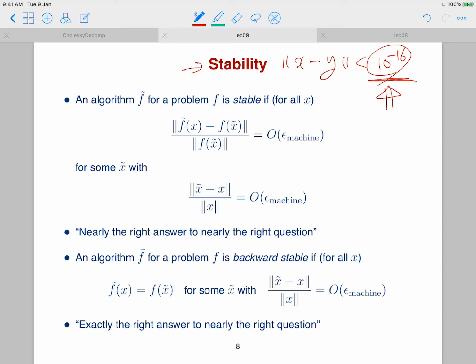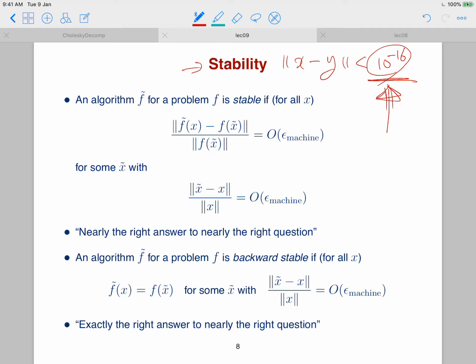But during our computation, after doing some matrix multiplication, if the output can have larger errors with respect to its original output value, then that computation is considered not stable, or unstable. So that is the notion of stability.